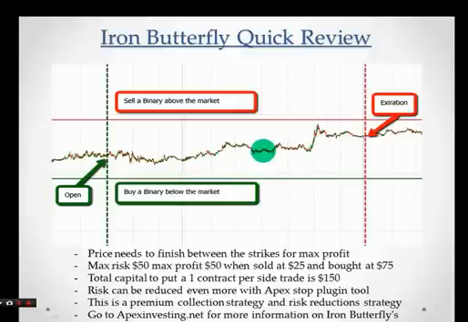Okay? Just like if it stays inside, you win 25 on that one, you win 25 on this one. That's a $50 gain. Okay? So it's a premium collection risk reduction strategy. I'm going to show you how to reduce your risk even more.